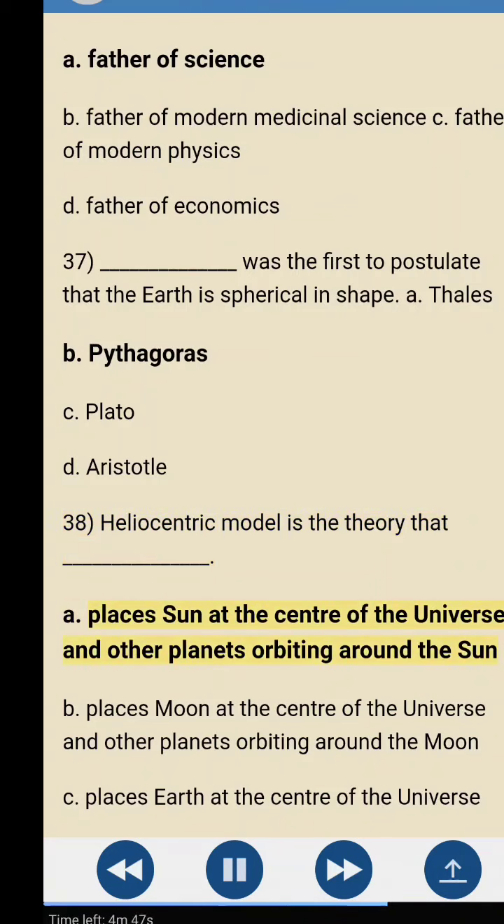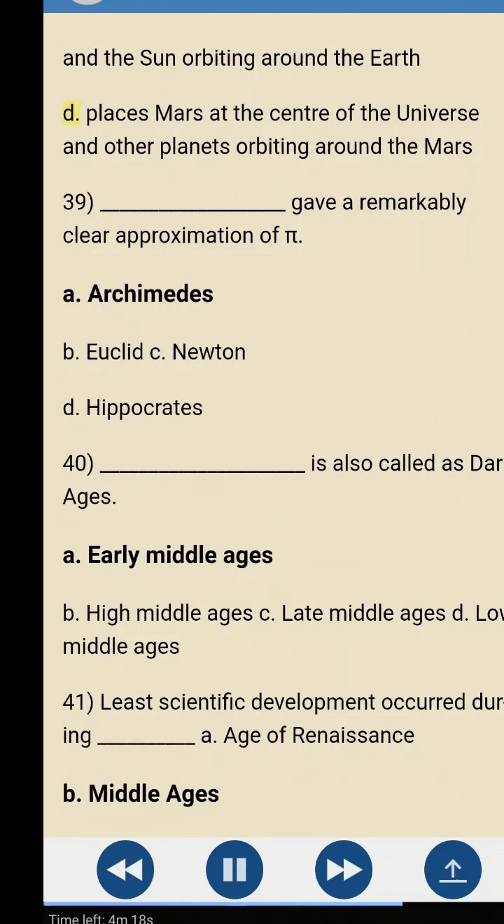38. Heliocentric model is the theory that blank. A. Places Sun at the center of the universe and other planets orbiting around the Sun. B. Places Moon at the center of the universe and other planets orbiting around the Moon. C. Places Earth at the center of the universe and the Sun orbiting around the Earth. D. Places Mars at the center of the universe and other planets orbiting around the Mars.